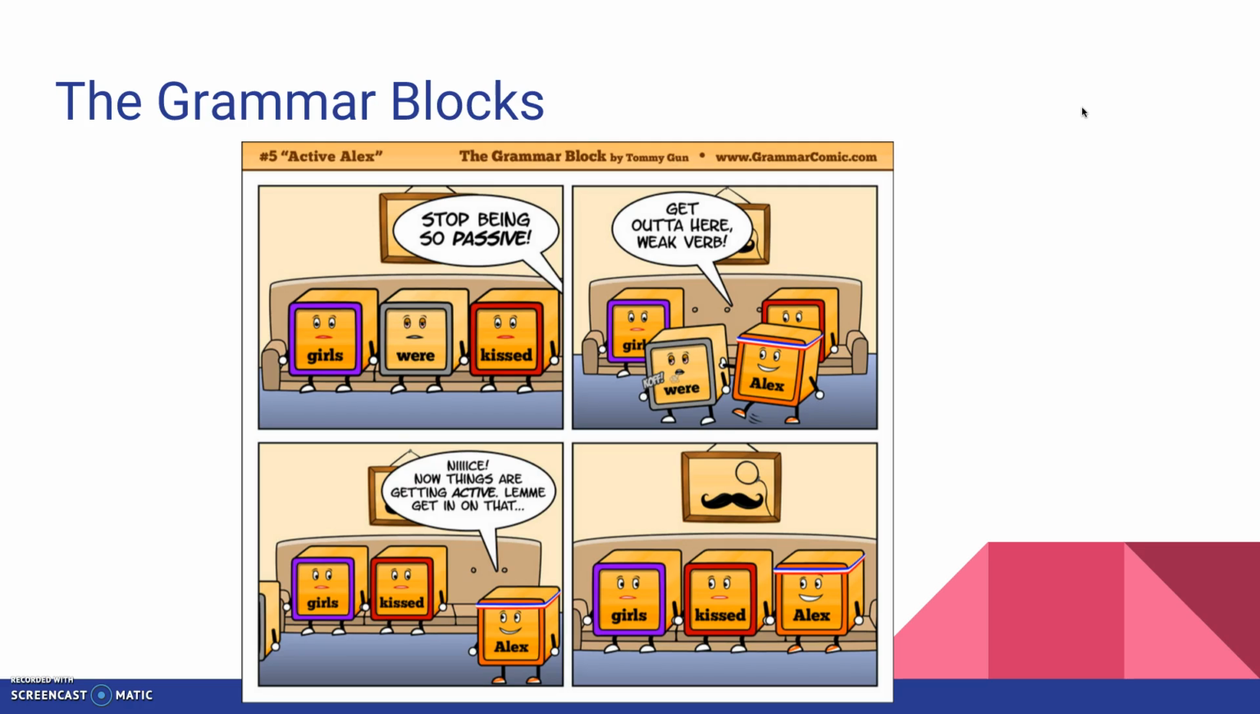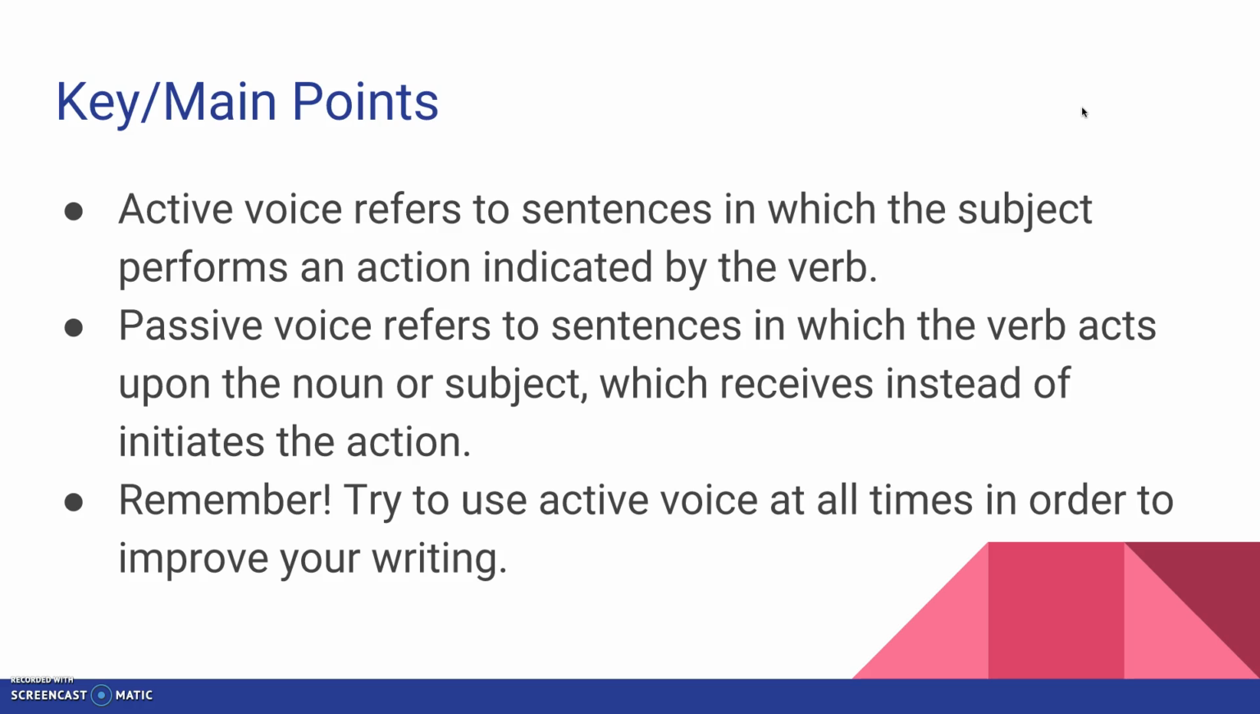And if you look at the last square of the comic strip, it says girls kissed Alex. Now if you compare the first square of the comic strip to the last square of the comic strip, it says girls were kissed versus girls kissed Alex. So it shows how they transitioned from passive voice to active voice.